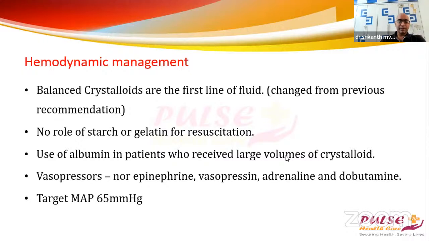of 65 is recommended. And coming to the vasopressors, if we are not able to maintain a MAP of 65 millimeters of mercury, you need to initiate vasopressors early, either during the fluid resuscitation or after the fluid resuscitation. The vasopressor of choice is norepinephrine, which is the first line drug. And when the norepinephrine dosage requirement is increasing, instead of increasing the dose of norepinephrine, vasopressin needs to be added. Adrenaline can also be added in the case of worsening of septic shock.